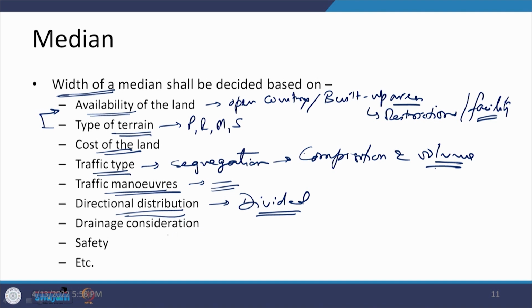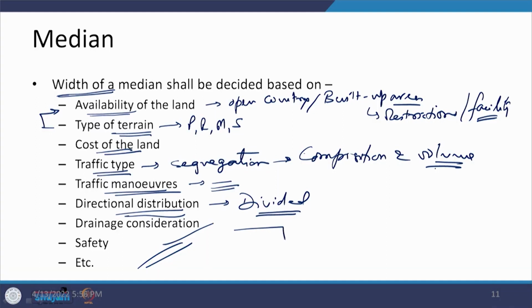Drainage considerations, safety, there are so many things which may make a difference, because if you have provided a median, it may happen that on this side you need to provide a channel, so that the water which is flowing from here because of the camber gets filled, and then it is taken longitudinally as well as transversely out of the system. And safety we have of course talked about. So, what amount of safety, what type of safety is to be ensured depends on what can be the width of the system.